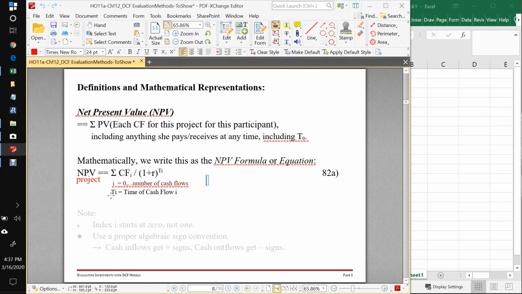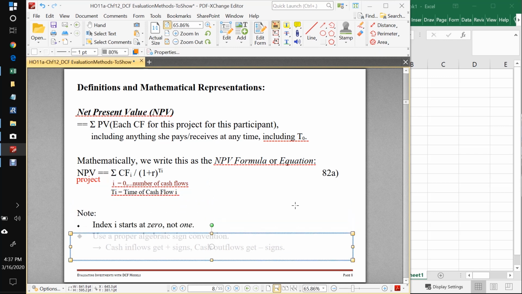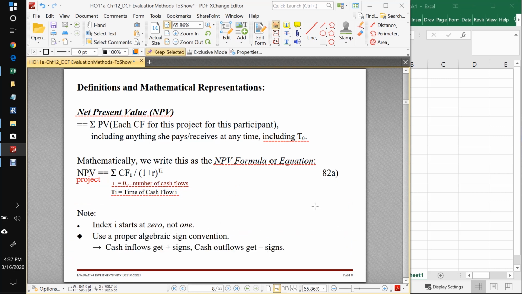And as has always been the case, Ti is the time of cash flow i. Let's make sure we've got everything here. Like I said, the index starts at 0, not 1. And the other thing that we might want to say here to reinforce is that we are going to be using a proper algebraic sign convention where cash inflows are going to get a positive sign and a cash outflow is going to get a negative sign.